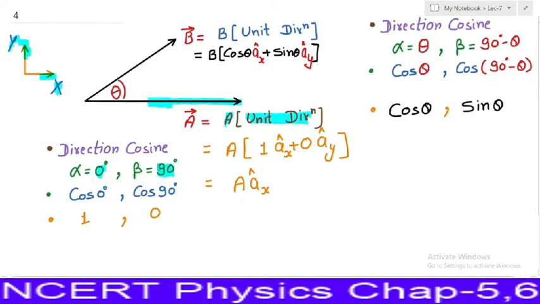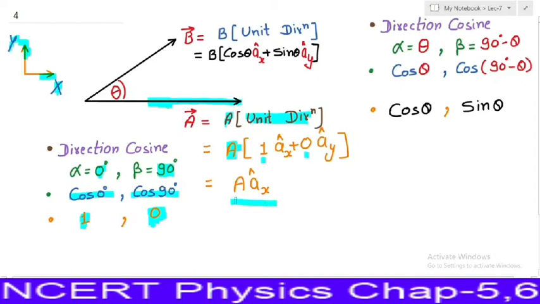And direction cosines would be cos of alpha and cos of beta, that is cos of 0 degree and cos of 90 degree. Here cos of 0 degree is 1 and cos of 90 degree is 0. So the direction cosines for this vector A are 1 and 0. Now we can write vector A which is equal to magnitude A into 1 ax cap plus 0 ay cap, where 1 and 0 are direction cosines for this vector, and it is finally equal to A into ax cap.